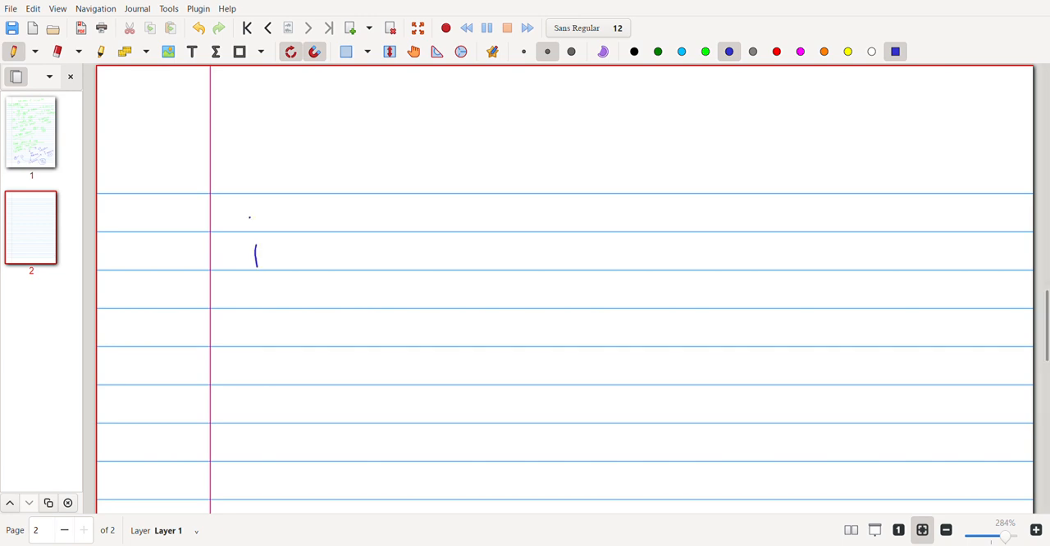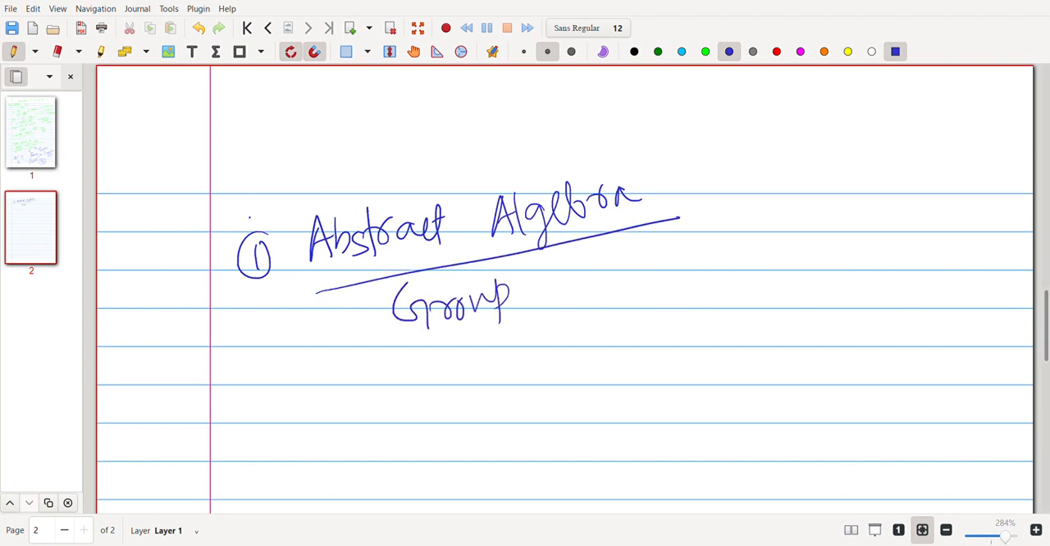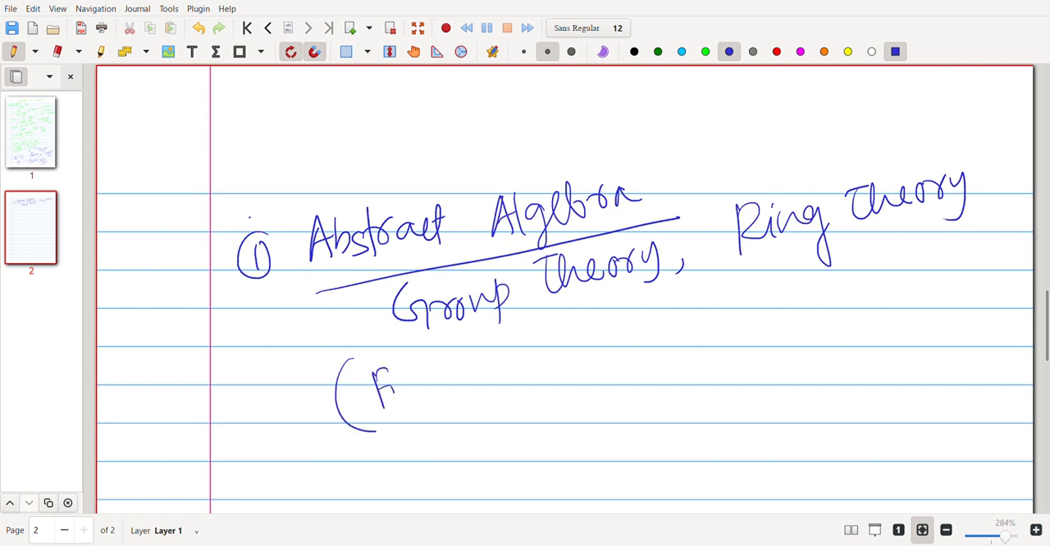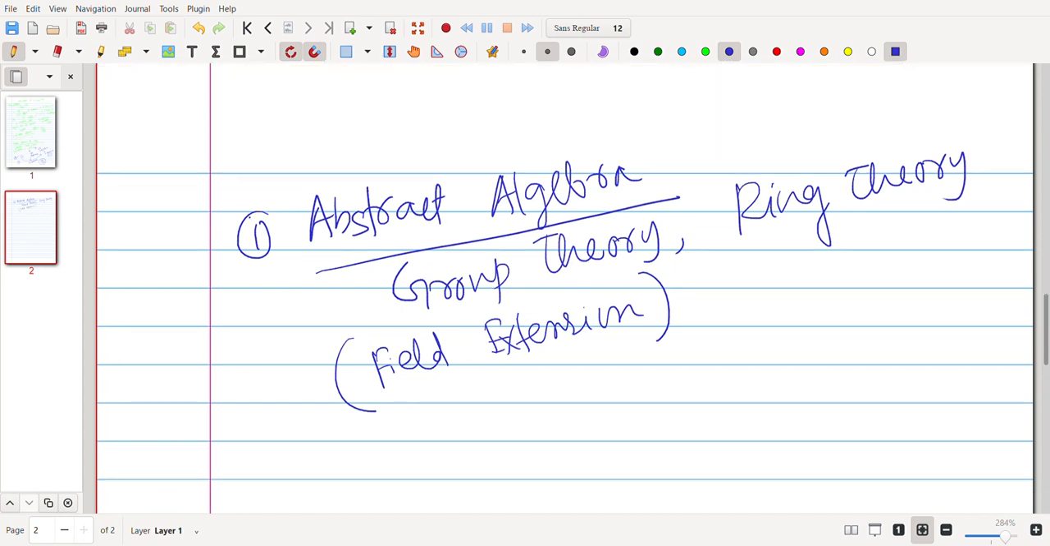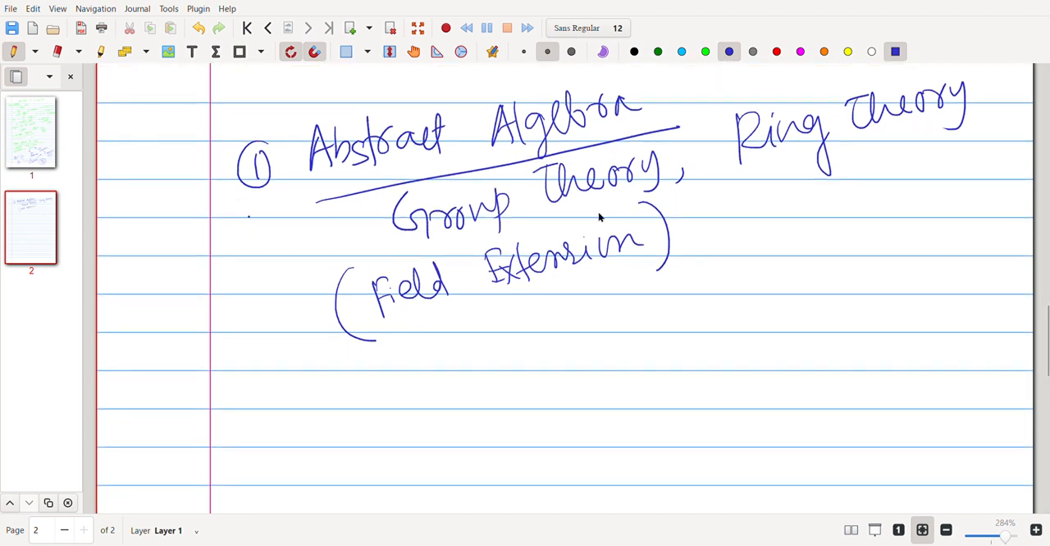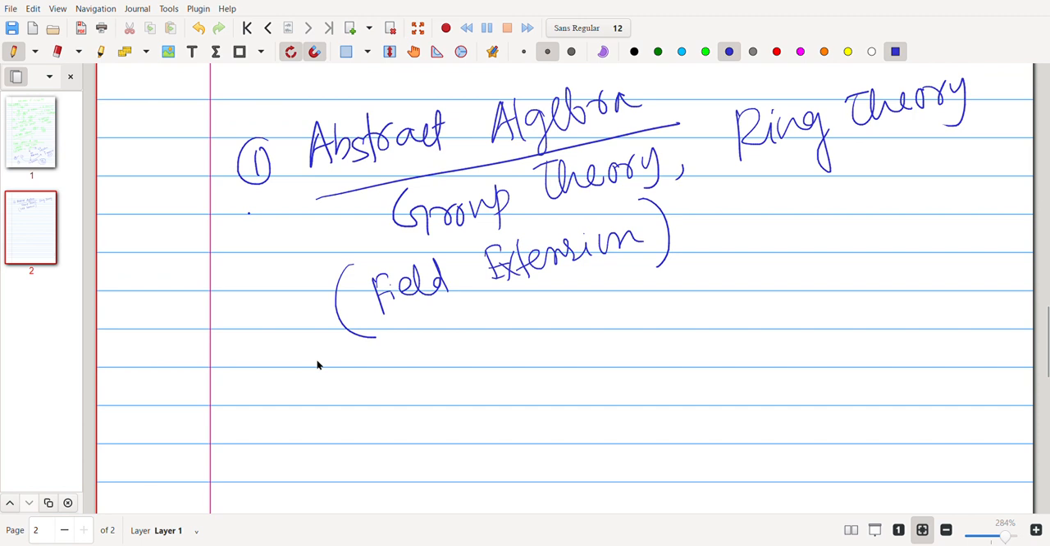So let me mention abstract algebra. For abstract algebra: group theory and ring theory are required for both ISI and CMI. If you know some field extension, that will be helpful for CMI entrance. But group theory and ring theory are the important things you have to know. First of all, group theory is very important, and then you should know at least ring theory as much as you can. At least the idea of Euclidean domain, PID, UFD, that sort of thing.